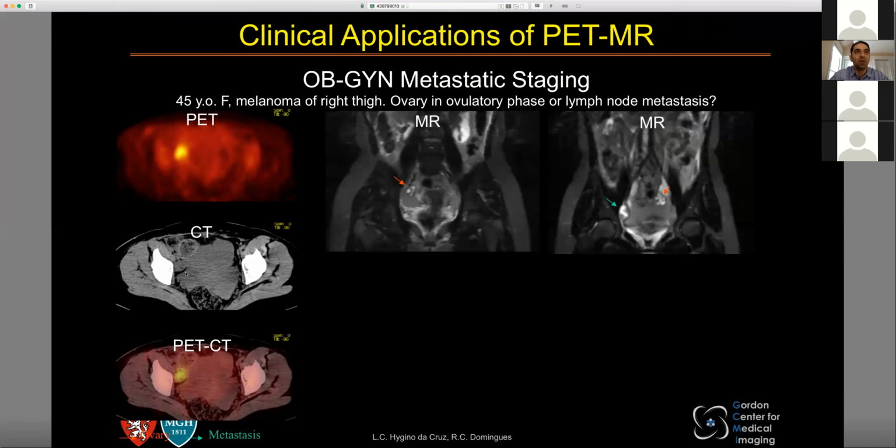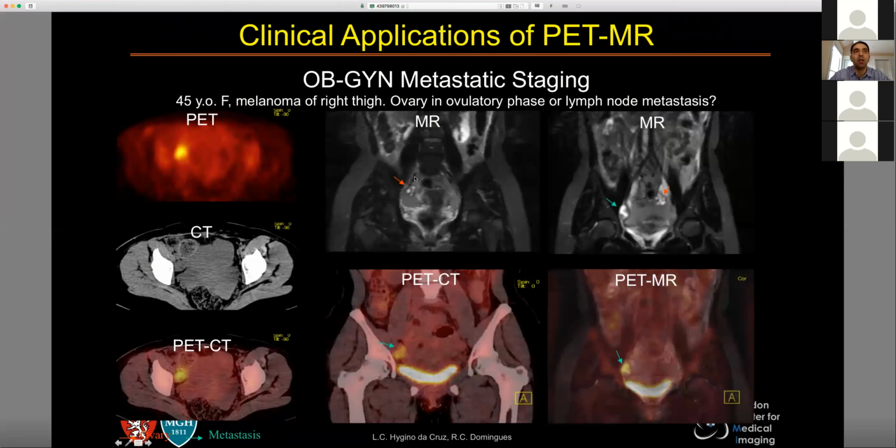Let's see. So now we go to PET MR, and now we look and we see that, oh, well, here's the ovary, and you can see the cortical rim. And here's the signal we saw on this side here. And this is gado-enhanced signal. So that is not an ovary. This is actually metastasis. So that tells us that we have a metastasis here in this location that is due to metastasis from the melanoma that was not detected on CT.